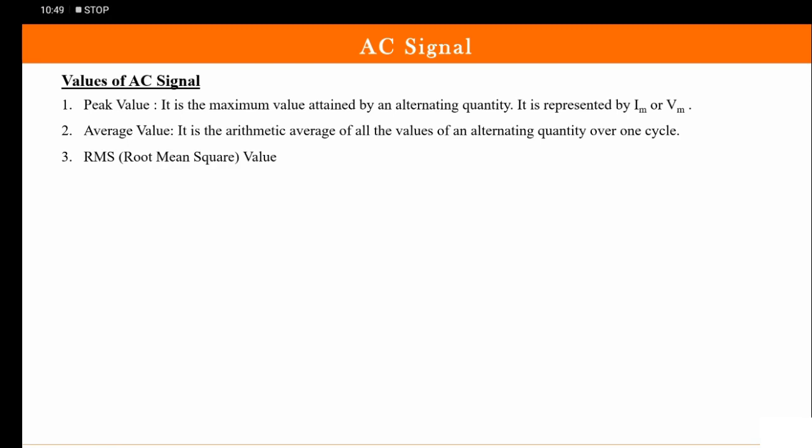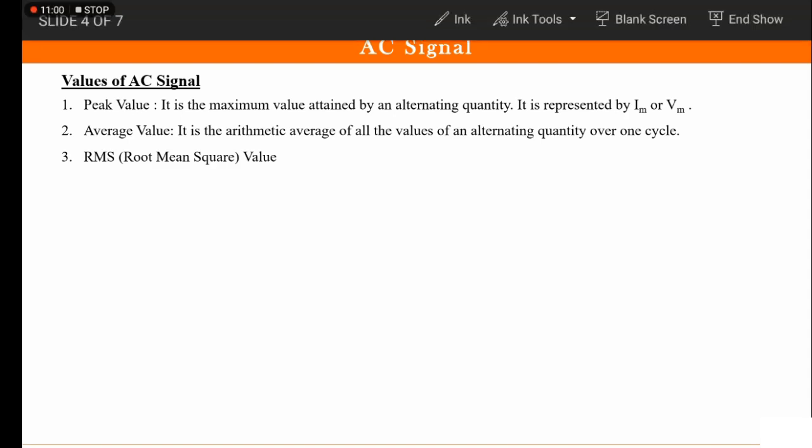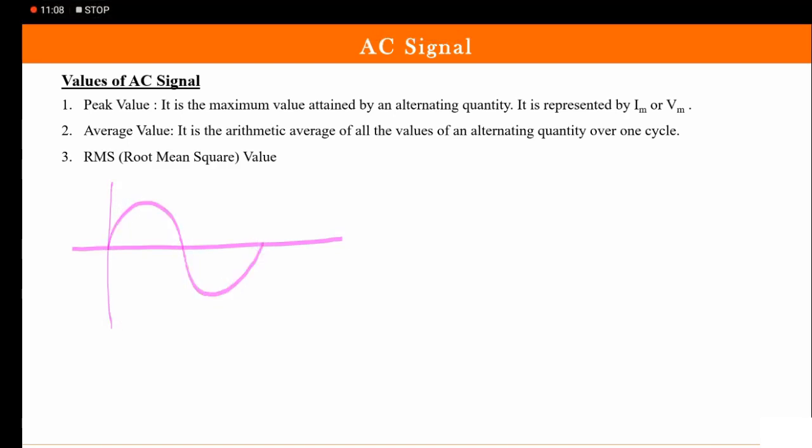Now average value is the arithmetic average of all the values of that particular alternating quantity over one cycle. So see, here you need to understand one point, that suppose a signal is a symmetrical signal. Now what do you mean by symmetrical signal? It means mirror image. Whatever positive values it has, same negative values. Fine, so that is symmetrical signal. Okay, equal positive, equal negative. So whenever you have a symmetrical signal, what is going to be the average value? Come on. It is going to be 0.